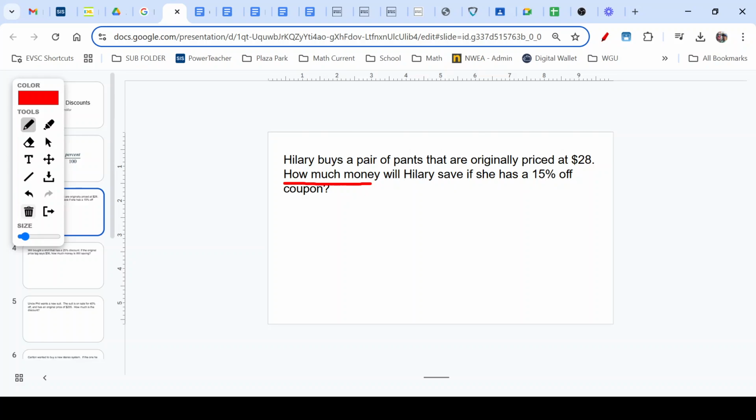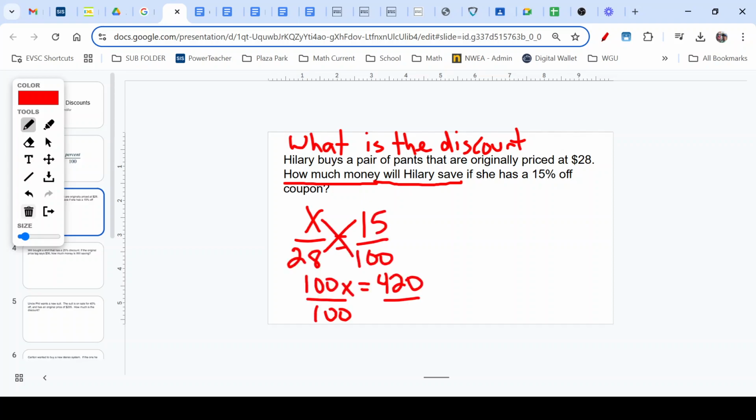I'm going to set up my proportion. I know I'm finding the discount, which is our part. I know the whole is 28, and I know my percent is 15. Now that we have the proportion set up, we're going to cross multiply. So 100 times x, which is 100x, and 28 times 15, which is 420. Divide by 100 to get rid of that coefficient, and that leads us to x equals 4.20.